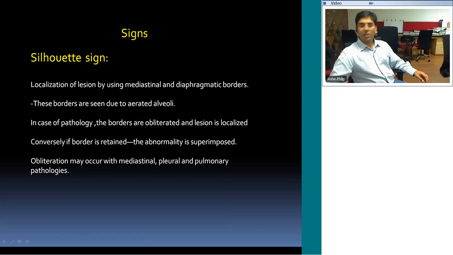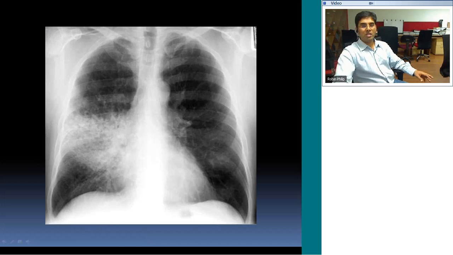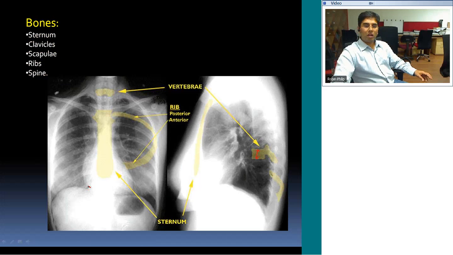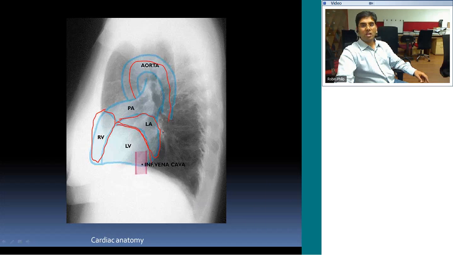If you look at the silhouette sign, there's one of the important signs called the silhouette sign. That means this helps in localizing the lesions, by using the mediastinal and diaphragmatic borders. These borders you can see here. This is an example. In a normal lung, you are able to see these borders very well because the lung is very well ventilated. Hence, you're able to see these borders. So we have to use that principle.